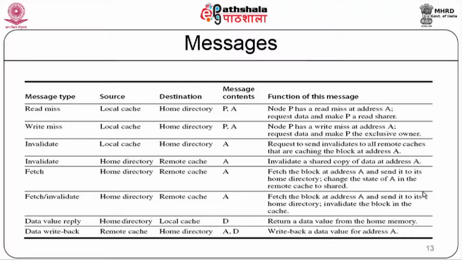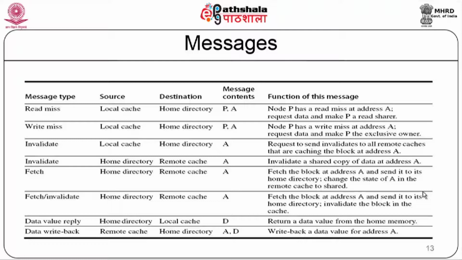Similarly, depending on the blocks that have been cached, the home directory sends the remote caches an invalidation of the shared copy of data at address A. Similarly, when you have a fetch operation, the source of the fetch operation is the home directory. The request goes to the destination, which is your remote cache, because you will have to fetch data from the remote cache, and the address is A.